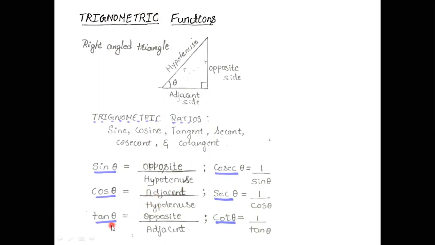Next, tan theta. Tan theta is opposite side to that of the adjacent side, or we can also say sin theta upon cos theta. Next, one more function. What's that? Cosec theta, the reciprocal of sin theta. 1 by sin theta is nothing but cosec theta, which will be equal to hypotenuse side upon opposite side.